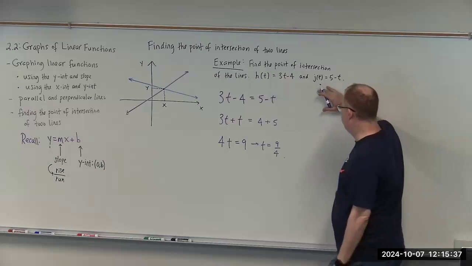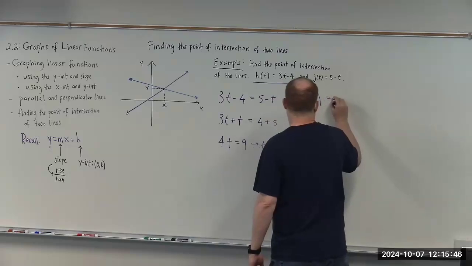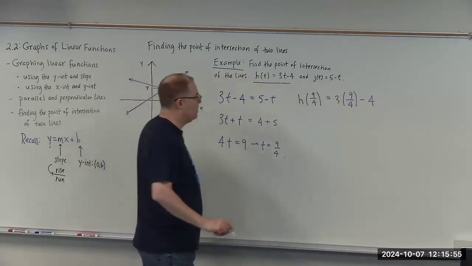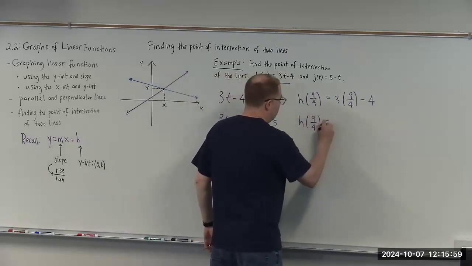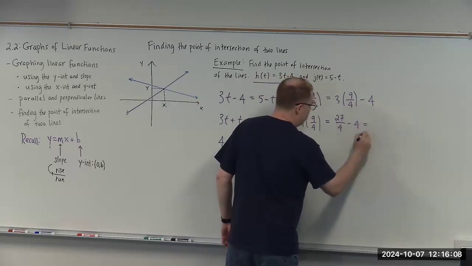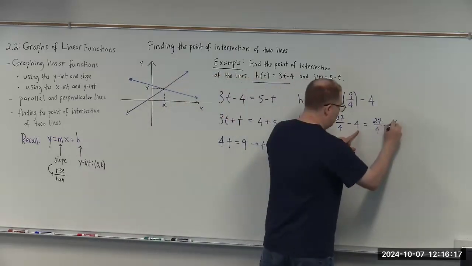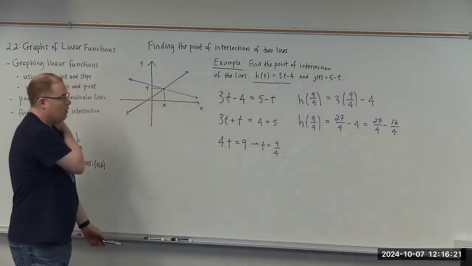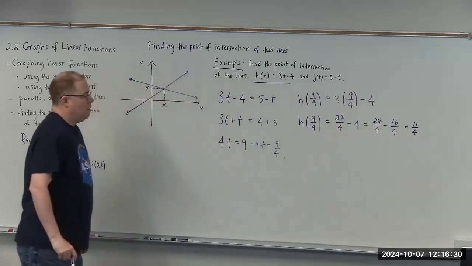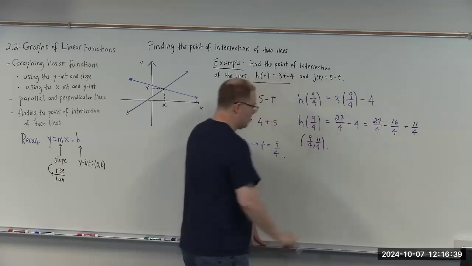We can either evaluate h of 9 fourths or j of 9 fourths. It doesn't matter. So I'll just use the first one. So we have h of 9 fourths, with t equal to 9 fourths. So that's going to give us 27 over 4 minus 4. So that's the same as 27 over 4 minus 16 over 4. And so that's going to give us 11 fourths. Okay, so that's our coordinate. This tells us that when t is 9 fourths, the output value is 11 fourths. So that's our point of intersection.